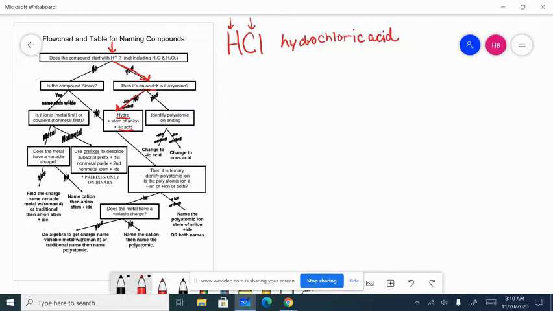This is a binary acid. Hydro does not refer to the fact that there's hydrogen in there. Hydro refers to the fact that there's no oxygen. So let's go through an entire series.